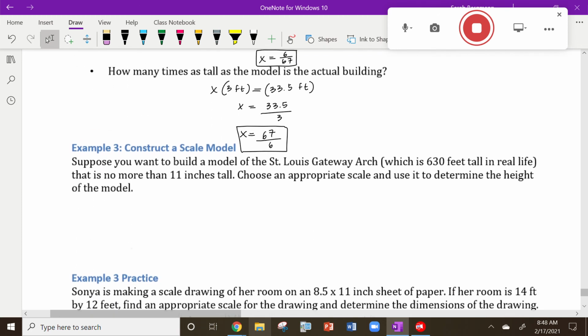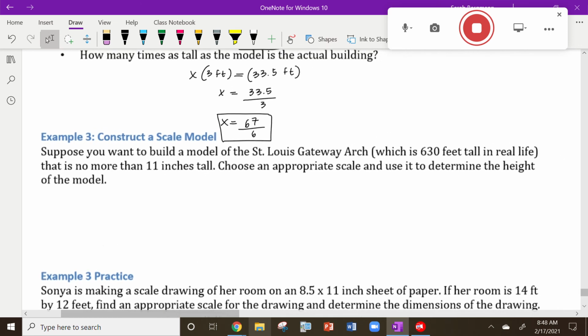Now let's try to see if we can construct our own model. So it says, suppose you want to build a model of the St. Louis Gateway Arch, which is 630 feet tall in real life, that's no more than 11 inches tall. Choose an appropriate scale and use it to determine the height of the model. So in this case, this is kind of a subjective problem because it's no more than 11 inches tall. So as long as you make your model less than or equal to 11 inches, you might get different answers, but your model still may work.